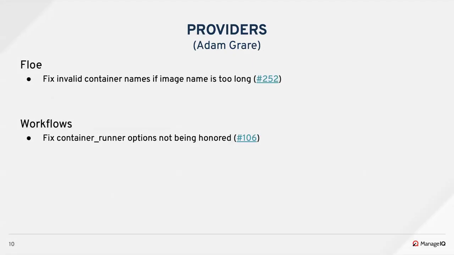For Floe, we fixed a bug if container names in the image were too long. We are chopping off at the maximum allowed by Kubernetes, but sometimes that last character is actually an invalid character, for example, a dash in a name, and so that was causing the pod to fail to create. So we are now stripping all trailing characters until we get to a valid one. For workflows, we also fixed a bug where container runner options were not being honored. It was a pretty simple string versus symbol key lookup issue. And that is it for providers. Over to Joe.